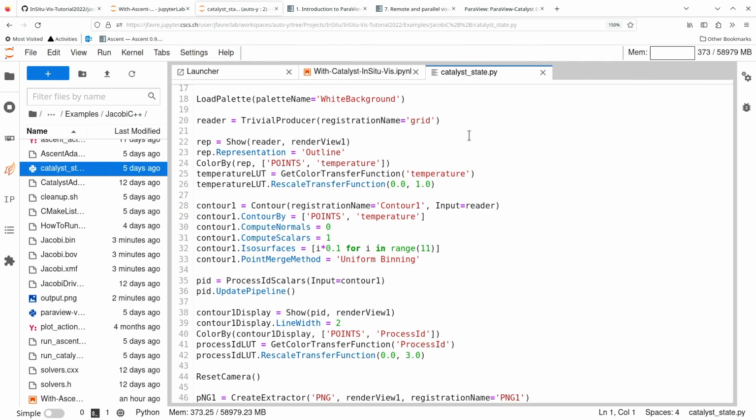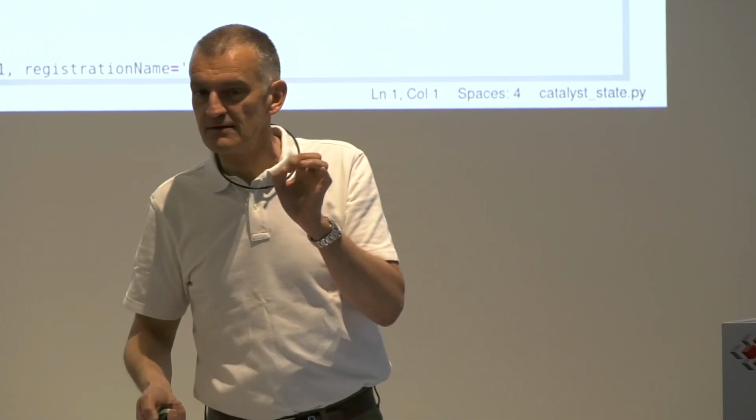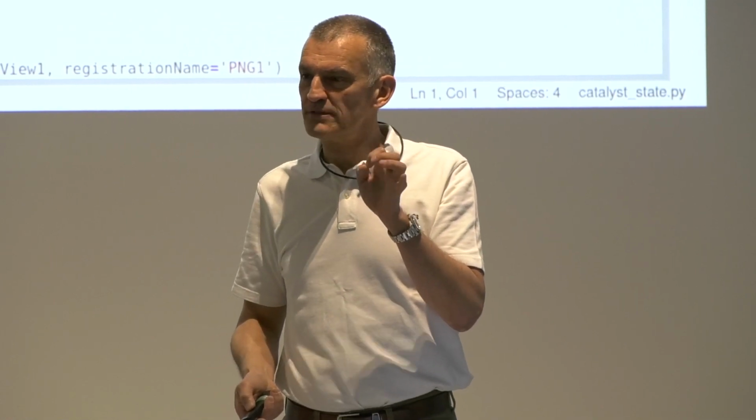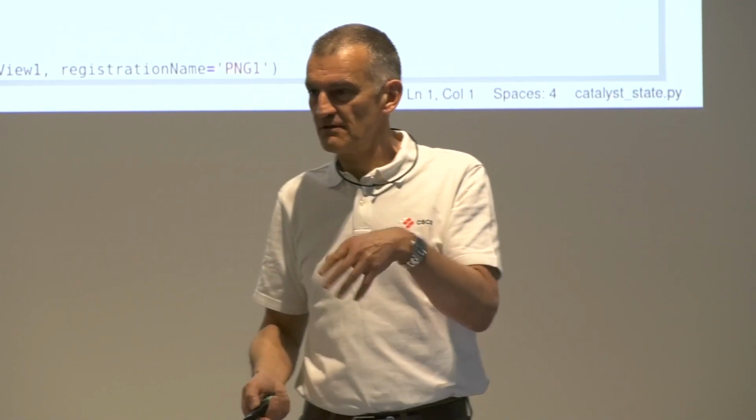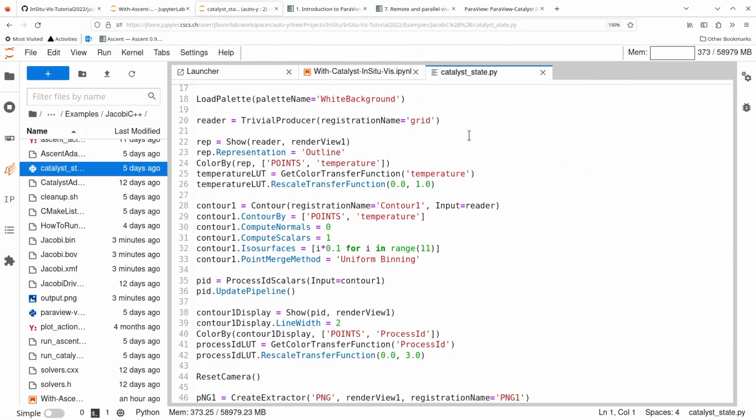Just for illustration purposes, but that's not important otherwise, I use another filter called process ID scaler. This will color the ISO contour lines by the processor ID which did the work. I show this particular output with a line width of 2 because I want the lines to show up a little bit better, and that's it.